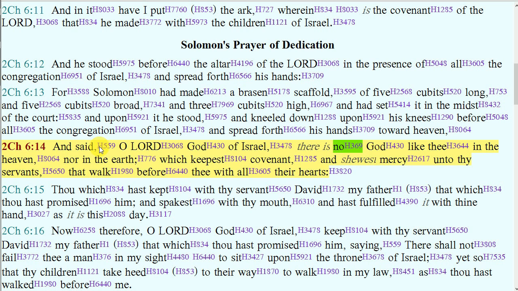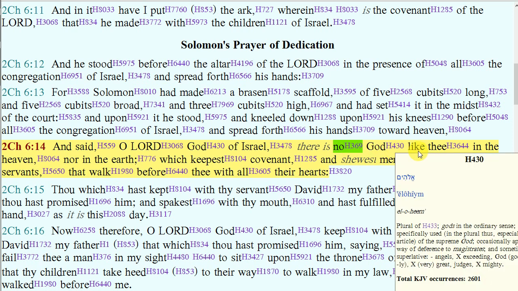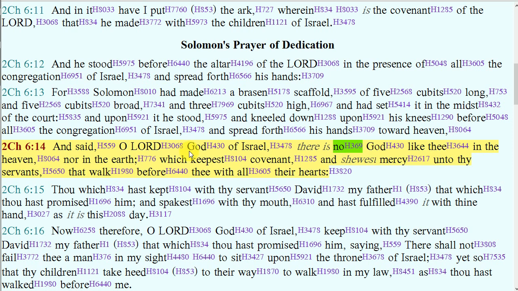So I said, O Lord God of Israel, there is none God like thee. So there are other gods. It would have been no God if there weren't any other gods. But instead, there's no God, none other God like thee, in the heaven nor in the earth, which keepeth covenant and showeth mercy unto thy servants, and walk before thee with all their hearts.